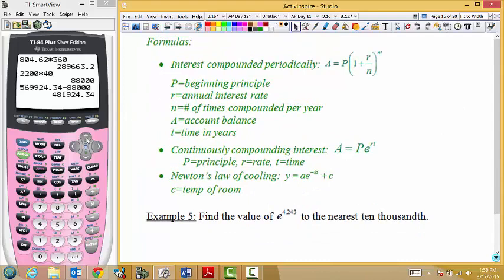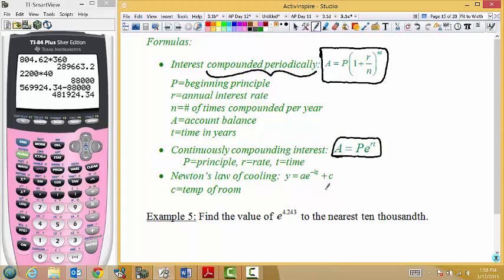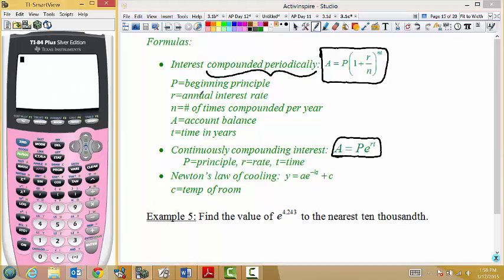For this program on our calculator, we have the A equals P times 1 plus R over N to the NT formula. It's interest compounded periodically. This is different than the annuities. And then you have their continuously compounded interest formula. I like to call it PERT. And then Newton's law of cooling. And then example 5, which is not related to any of those formulas.